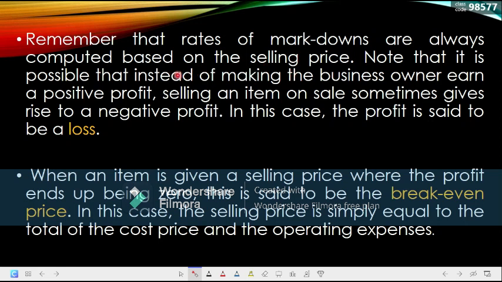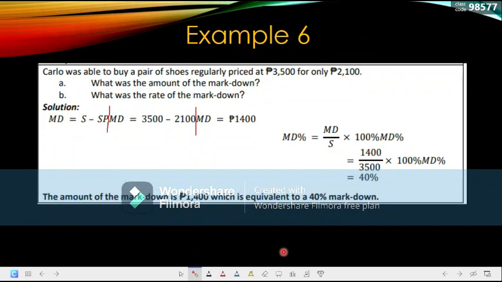Note that it is possible that instead of making the business owner earn a positive profit, selling an item on sale sometimes gives rise to a negative profit. In this case, the profit is said to be a loss. When an item is given a selling price where the profit ends up being zero, this is said to be the break-even price. In this case, the selling price is simply equal to the total of the cost price and the operating expenses. Okay, let's have example number 6.